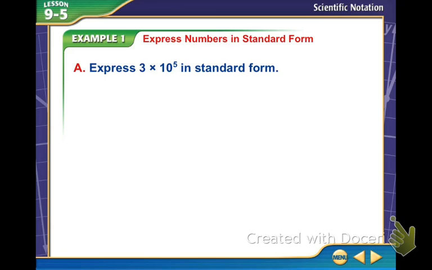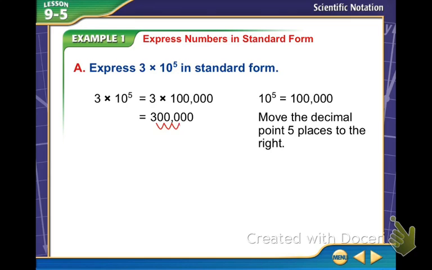Here we can take this scientific notation of 3 times 10 to the fifth and write it in standard form. Standard form is kind of like a regular number that we're used to seeing. So 3 times 10 to the fifth is actually 3 times 100,000. That's 10 to the fifth is the 1 with 5 zeros. Multiply and we get 300,000.